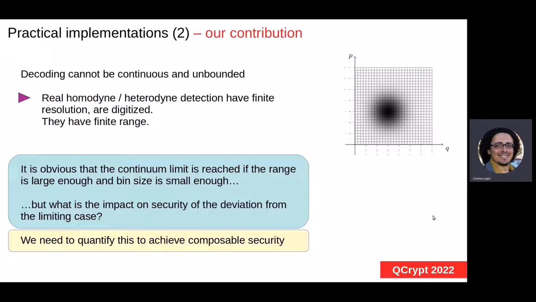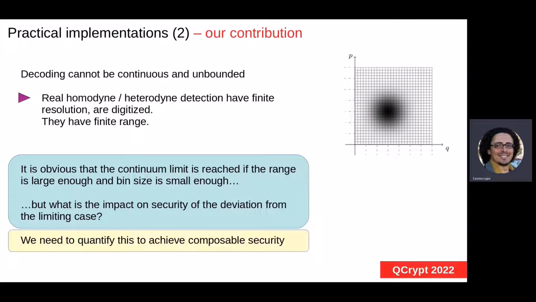But there is not only the encoding side, there is also the receiver side, and this is the contribution of this work. So also the decoding in a practical scenario in the lab cannot be continuous and unbounded. As I said, measurements are digitized, they have finite precision, and any measurement device has a finite range, so they are bounded. It's obvious that if the bin size is small enough and the range is large enough, we expect these practical discretized and bounded measurements to converge to the ideal case.